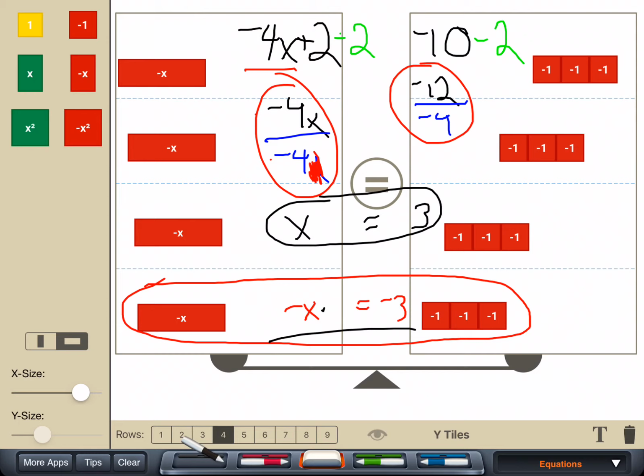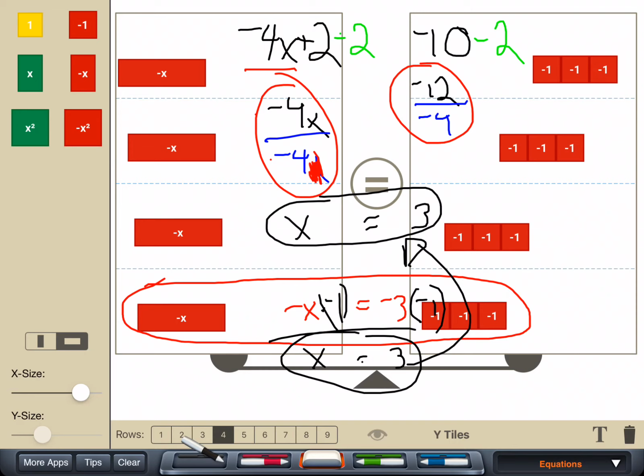So I'm going to multiply negative x by negative 1. So x times 1 is x, but a negative times a negative is a positive. So multiplication by negative 1 changes my negative x into an x. What I do to the left, I must do to the right. So I'm multiplying by negative 1 over here. Negative 3 times negative 1 is 3, which is what we had right there. So let's check it out and let's see what happens.